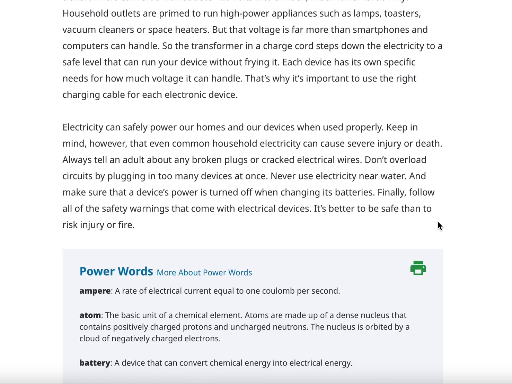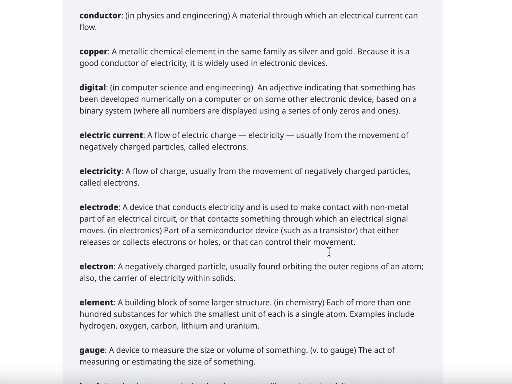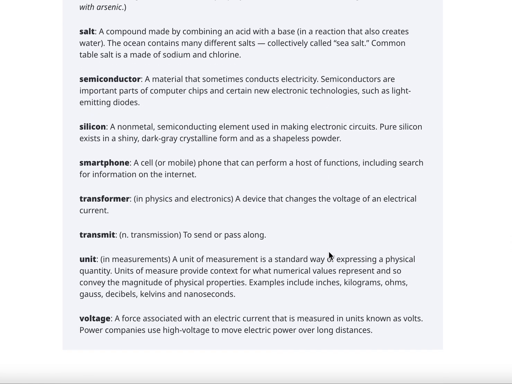And that concludes our reading about electricity. There are also power words that you're welcome to look up in the link and read each one to yourself if you want to include more in your notebook page.